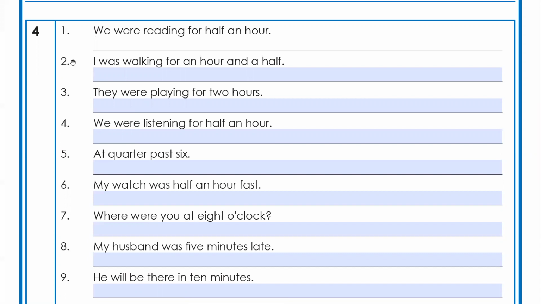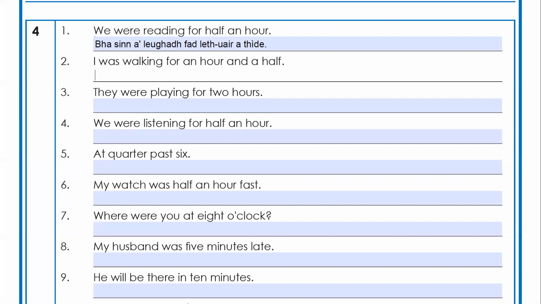We were reading: bha sinn a' leughadh, for half an hour, fad leth-uair. Bha sinn a' leughadh fad leth-uair.